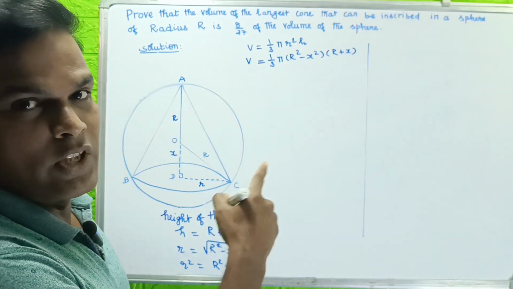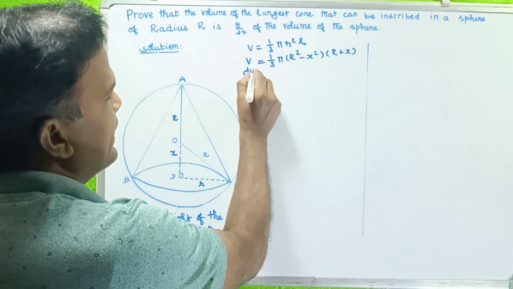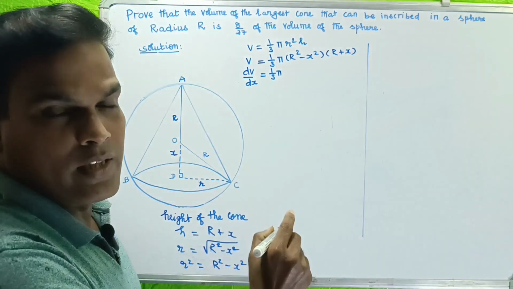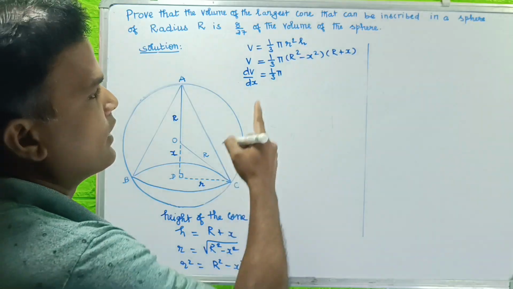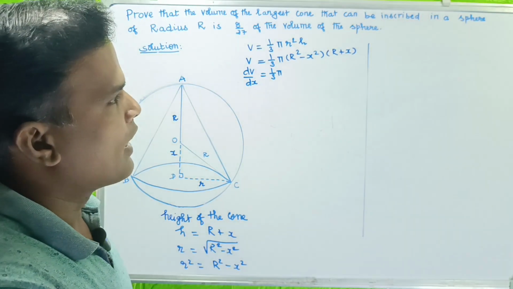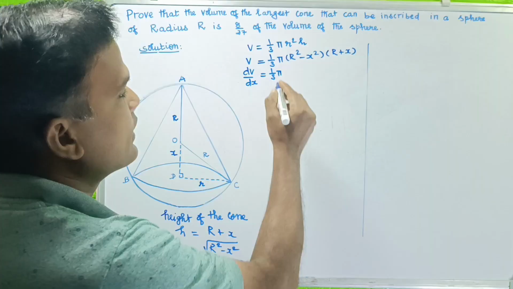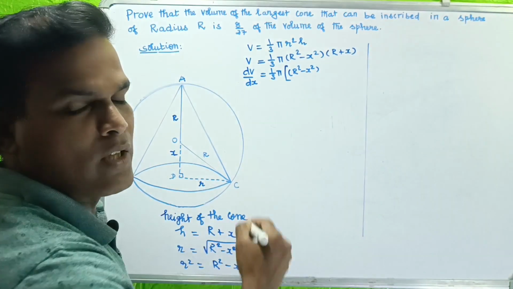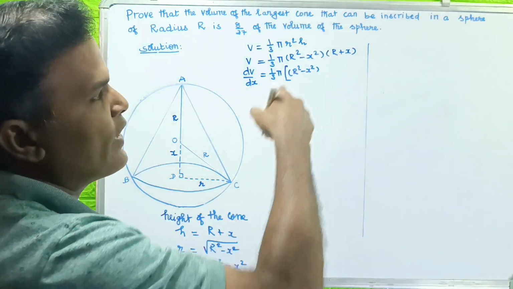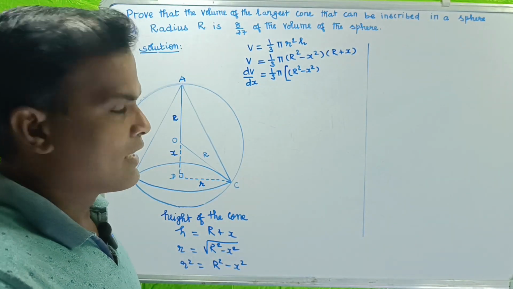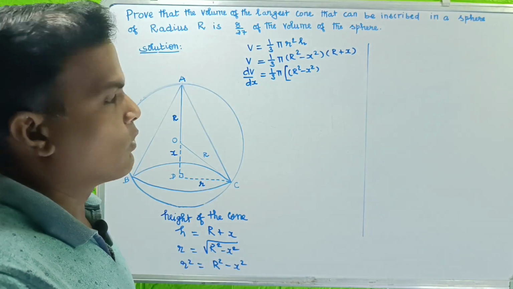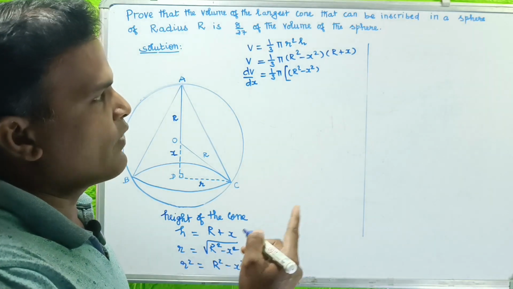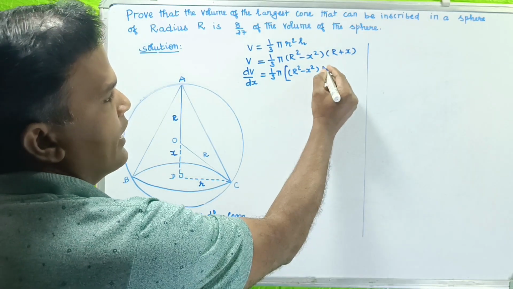Now let us differentiate with respect to x. So dV by dx is equal to 1 by 3 into pi, which is a constant. Now let us differentiate by using the UV method. Keep R square minus x square as u and R plus x as v. So u into R square minus x square into the differentiation of R plus x with respect to x. So the differentiation of R is 0 because R is the radius of the sphere, a constant. So it will become 0. Next, the differentiation of x with respect to x, what is the value? That is 1.